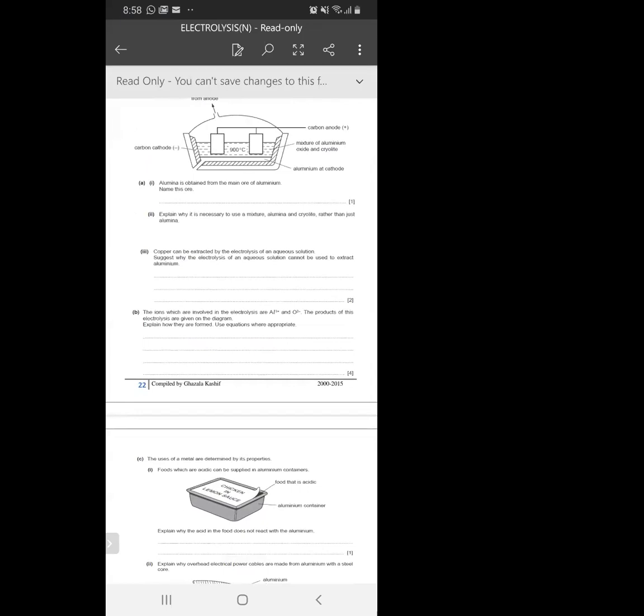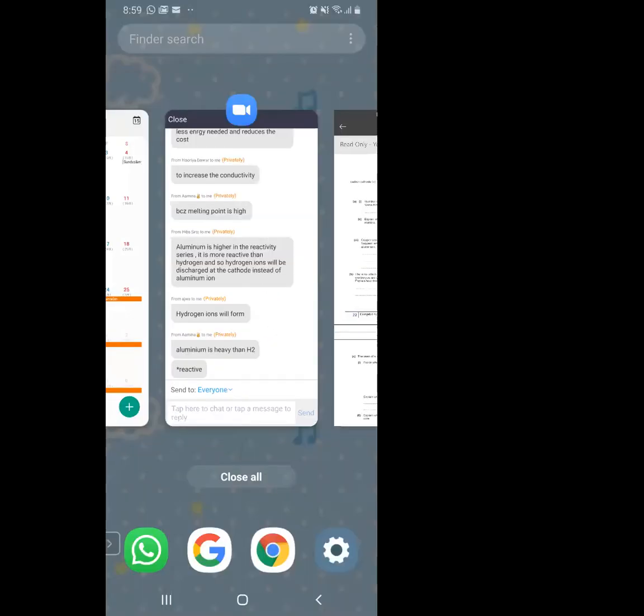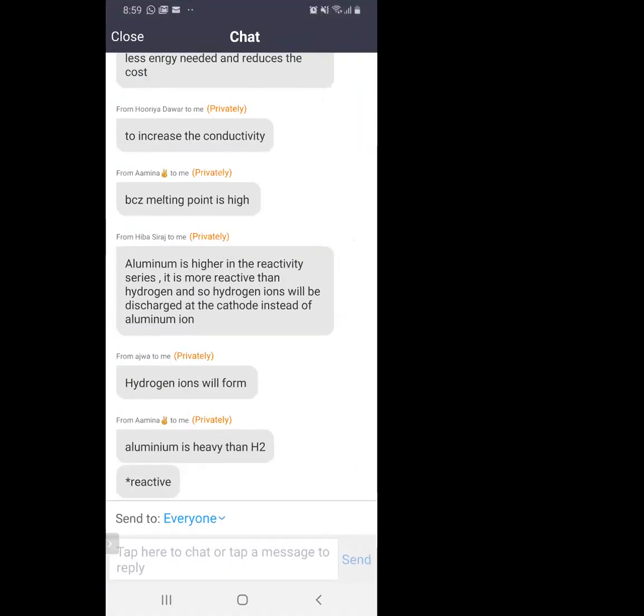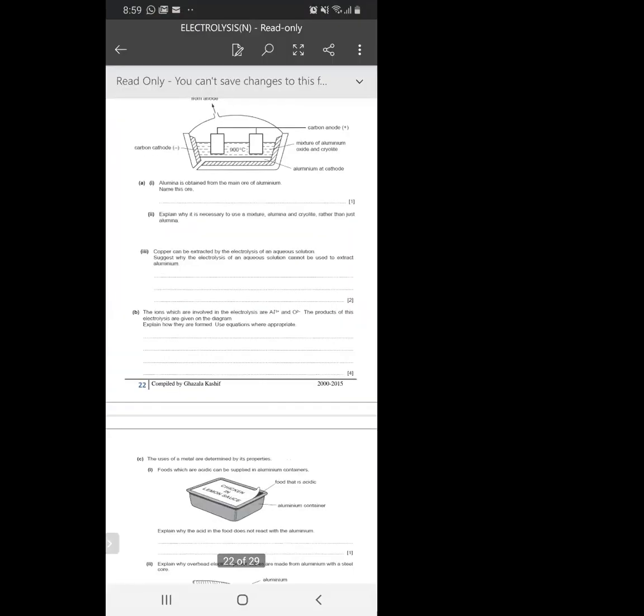The products of this electrolysis are given on the diagram. Explain how they are formed. Use equations where appropriate. So now they want you to write the anode and the cathode equations. That's easy. Aluminium 3+ accepting 3 electrons, getting deposited as aluminium solid, and oxide undergoing oxidation, giving oxygen molecule, right? You want me to show you? Explain how they are formed, and then you will write all of this, okay?